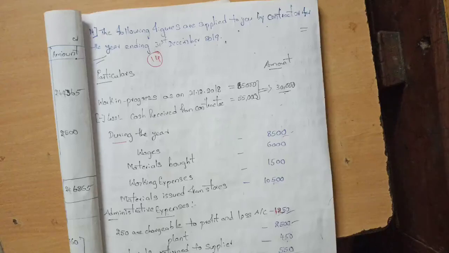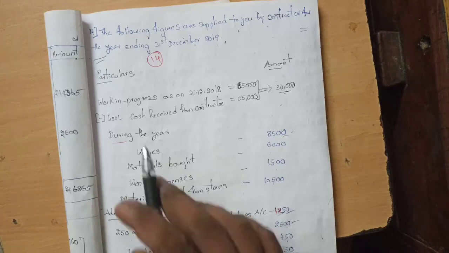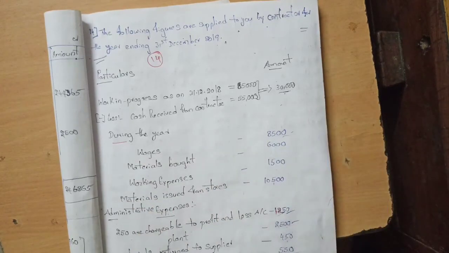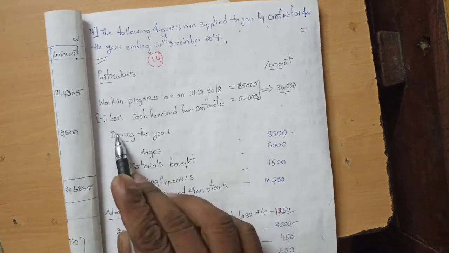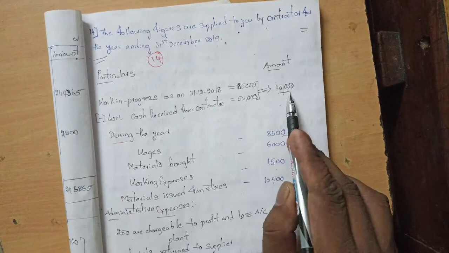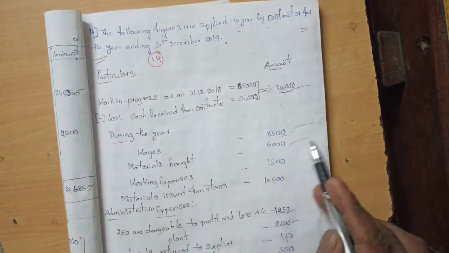So, illustration number 14, we will continue in the contract costing. The following figures are supplied to you by a contractor for the year ending 31st December 2019. Particulars, amount in rupees: work in progress as on 31st December 2018, 85,000, less cash received from the contract, 55,000, that is total 30,000 during the year.